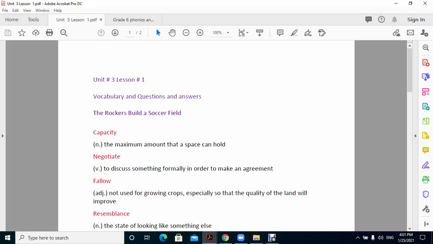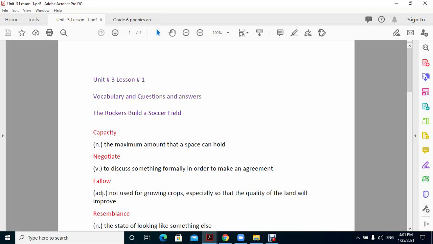That's called capacity. For example, the car has a capacity for 4 people, so it means maximum amount that a space can hold in anywhere, in any container. Negotiate is a verb which means to discuss something formally in order to make an agreement. That's called negotiate, to discuss something, to deal, for the deal.